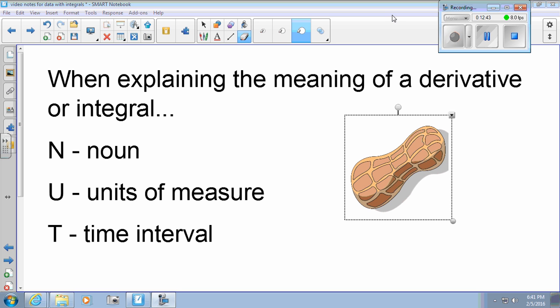Whenever you are asked to explain the meaning of a derivative or an integral, I want you to think of this acronym, NUT. You need to give the noun, the units of measure, and the time interval. So all three of those components need to be a part of your explanation. So let's see how this would work for the integral that we're given.